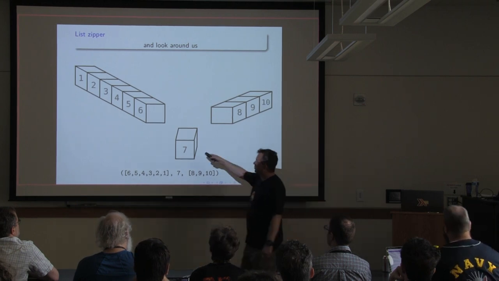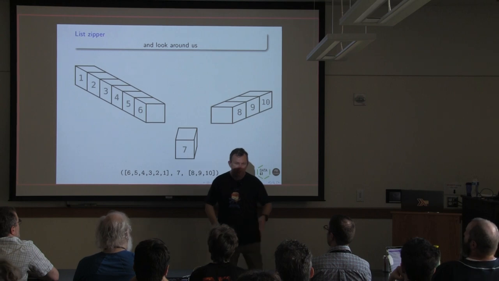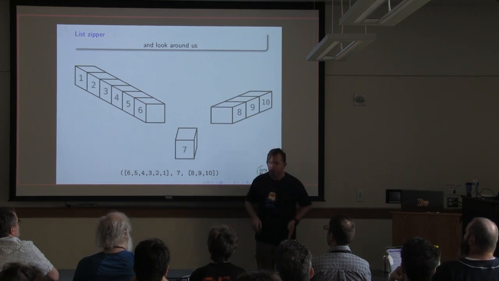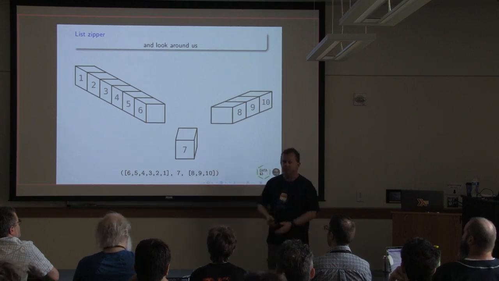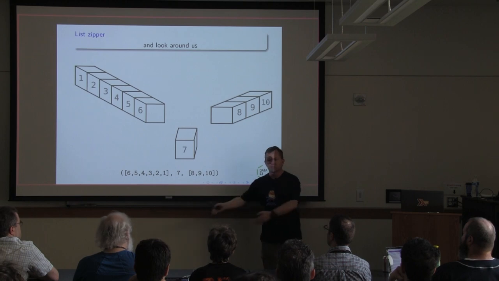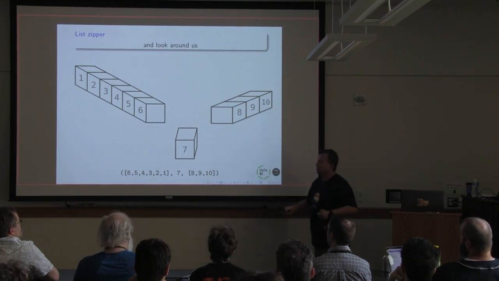And importantly, I could take a step back to my left. So I'm standing on 7, I take one step. I'm now standing on 6, and I see 5, 4, 3, 2, 1, and 7, 8, 9, 10. I can do that in O(1) time, right? I can go from 7 to 6. Once from there, I can move, take one step left in O(1) time. Now I'm standing on 6.